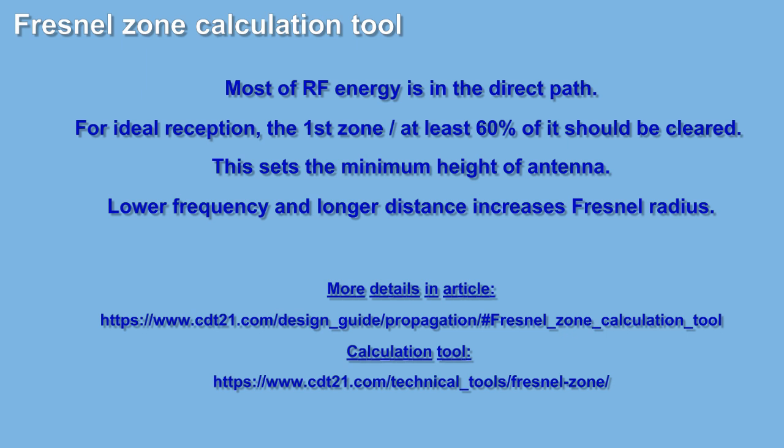We can summarize the behavior of the Fresnel zones as follows. Most of the RF energy is in the direct path. For ideal reception, the first zone, at least 60% of it should be cleared. This sets the minimum height of the antenna. Lower frequency and longer distance increases the Fresnel zone radius. See links below to the article and calculation tool.